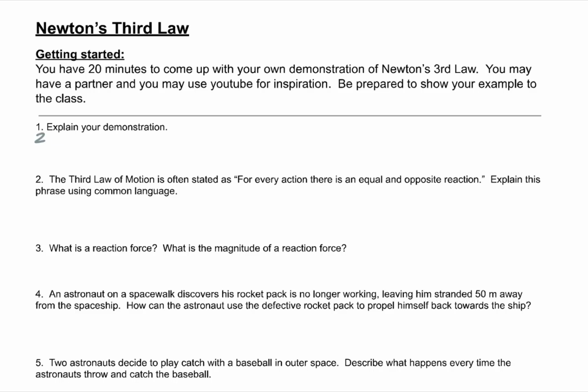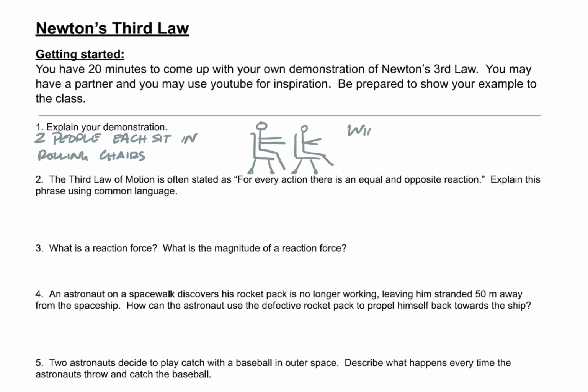So, let's say we've got two people, and each person is going to sit in a rolling chair. So we have a rolling chair, the person with very long arms, and another person in a rolling chair like this. And the person on the left is going to push the person on the right, but when he pushes off, each person moves away from the other person.